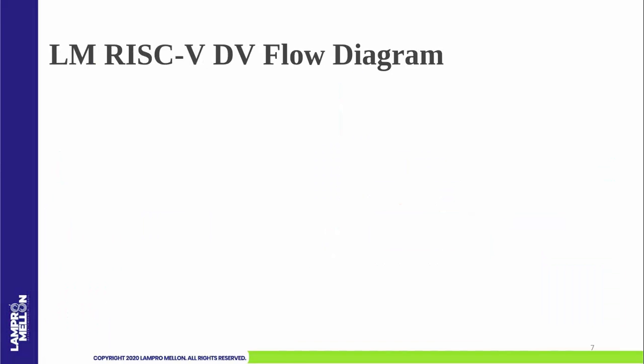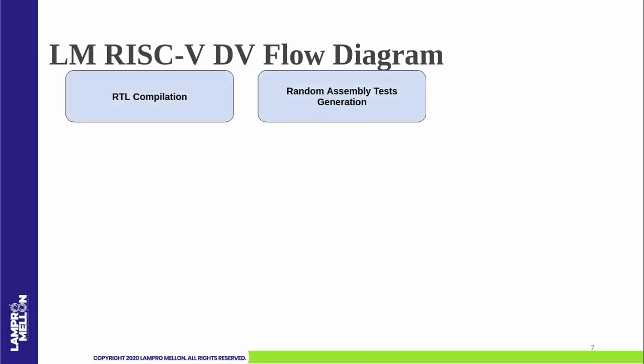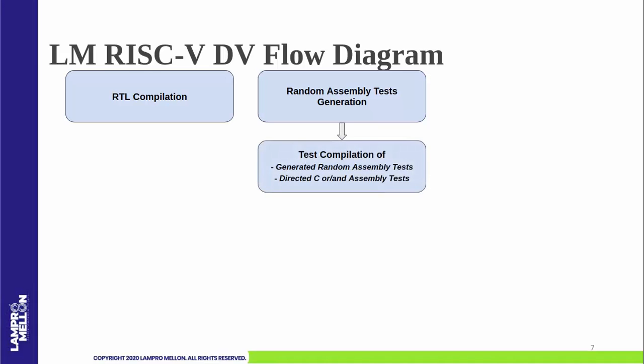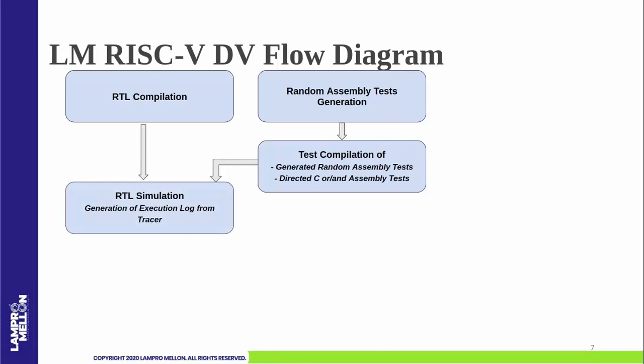So the environment flow begins from RTL compilation and random assembly test generation. These two steps are independent of each other and can be done in any order. After the random assembly tests are generated, they need to be compiled, and binary and hex files are generated, which are then needed for RTL simulation. If you want to run a directed test, then you only need to compile the test. Once the RTL and tests are compiled successfully, hex files are loaded into the memory and instructions are executed on the core. During simulation, an execution log is also generated with the help of the tracer.